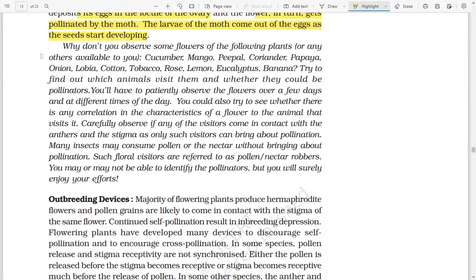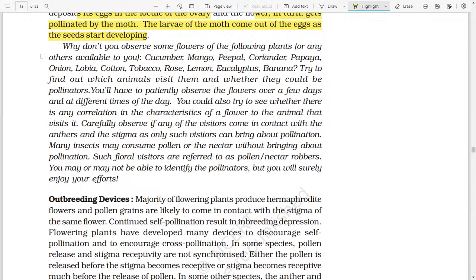Why don't you observe some flowers of the flowering plants or any others available to you? Cucumber, mango, peepal, coriander, papaya, onion, lobia, cotton, tobacco, rose, lemon, eucalyptus, banana. Try to find out which animals visit them and whether they could be pollinators. You will have to patiently observe the flowers over a few different times of the day. You could also try to see whether there is any correlation in the characteristics of a flower to the animals.